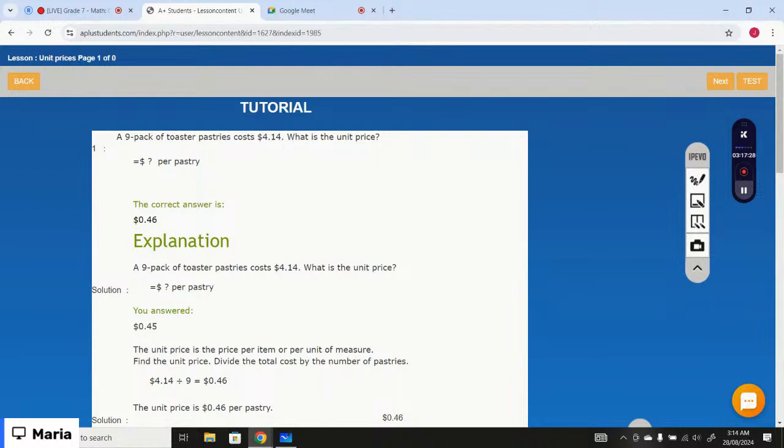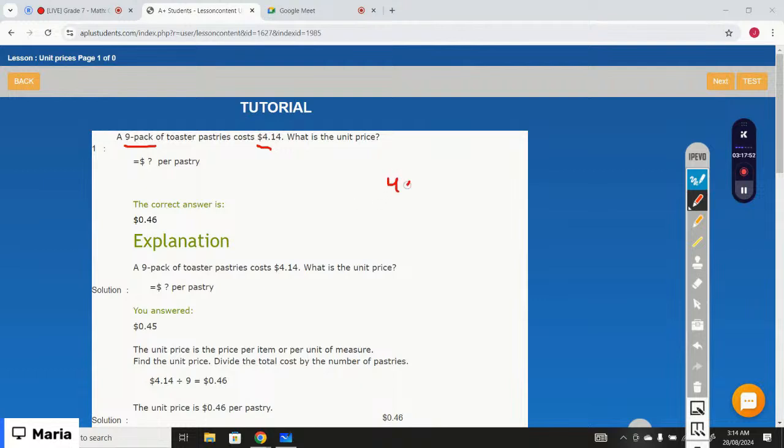A 9 pack of toaster pastries costs $4.14. What is the unit price? So basically, unit means one. You need to calculate the price of one item, one thing, right? You can see here a 9 pack of toaster pastries. That means that is the price of nine pastries, right? That is $4.14. You need to calculate the price of one pastry. So you have to divide 4.14 by 9, right? So 4.14 divided by 9 is 0.46. So that means the price of one pastry is 0.46. Got it?